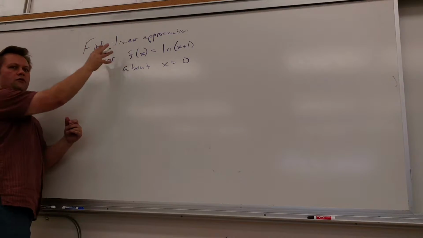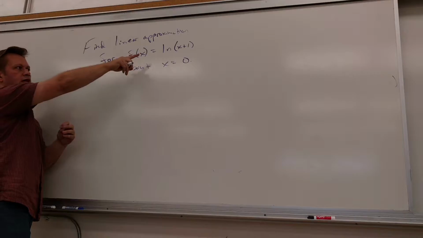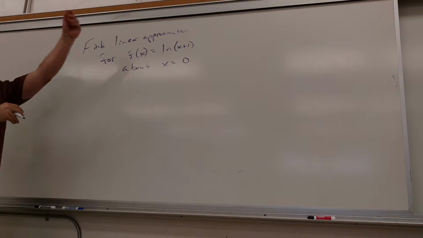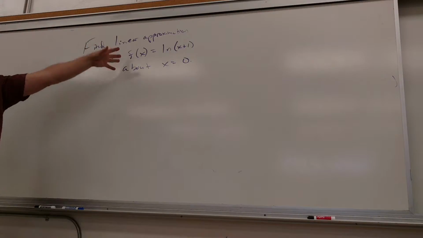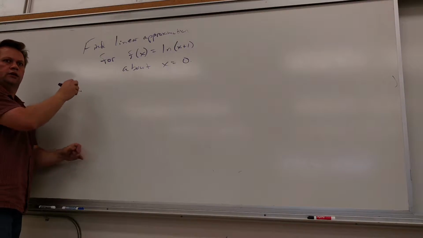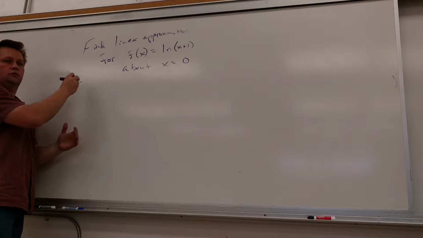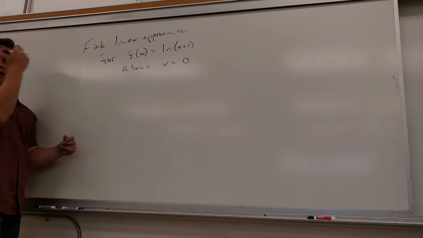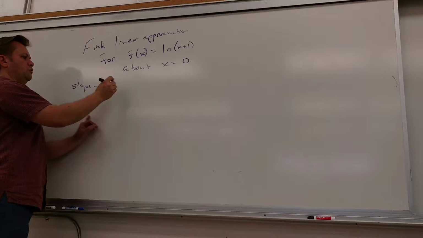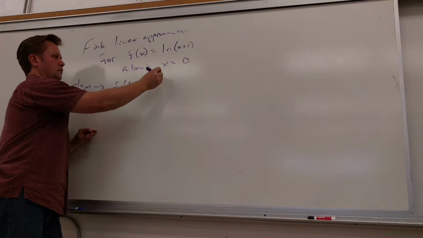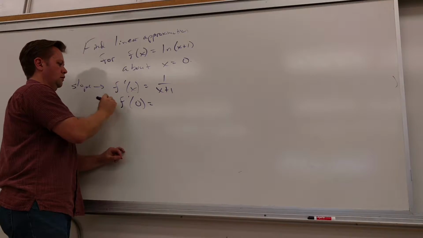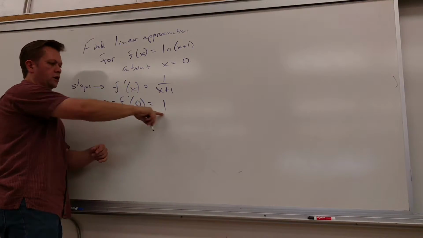If you realize all I'm asking you to do is find the tangent line, that is something you've got to be able to do. Can you find the tangent line? Look at it like that. How do I find the tangent line? What do I need? Take the derivative, good, because it's going to help me get the slope. So what's f prime? 1 over x plus 1. Good. And what's f prime at 0? 1. Yeah, so the slope is 1.